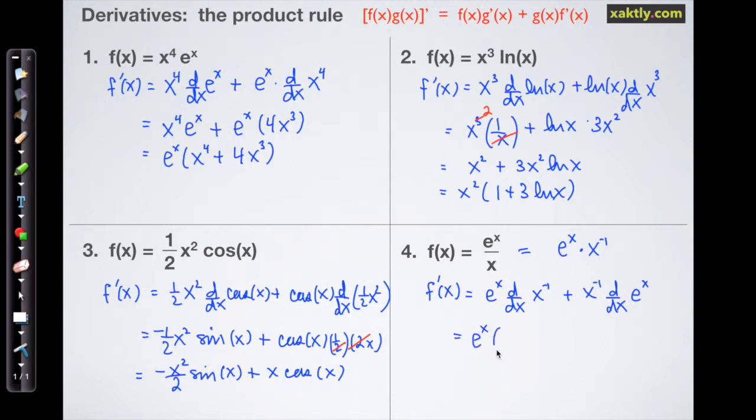E to the x times minus x to the minus 2 plus x to the minus 1 times e to the x. Then to simplify, I will get rid of that last negative exponent there, minus e to the x over x squared plus e to the x over x. And I can factor out an e to the x over x here, swap those two terms to get rid of the dangling negative sign there, and that's my result.